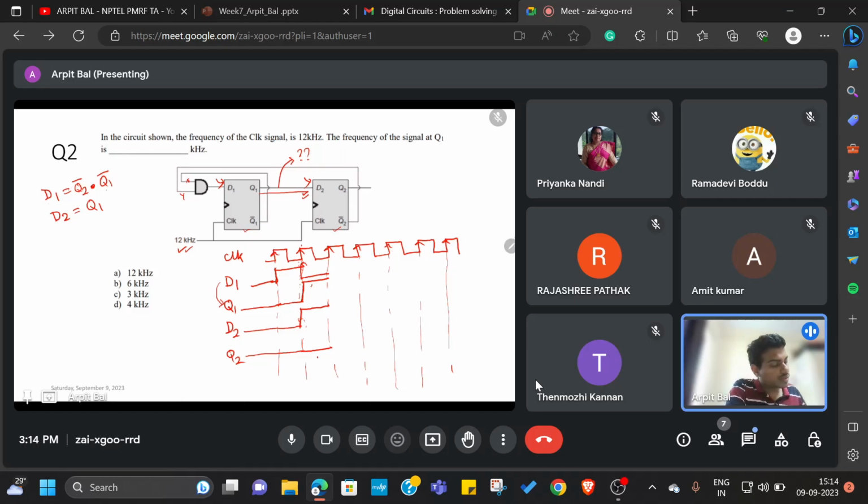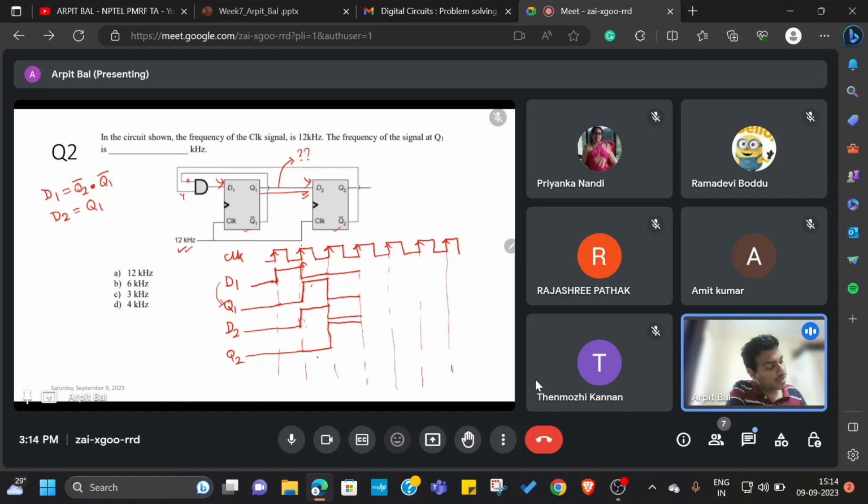Now let's figure out what Q1 will be. Q1 will take the previous state of D1, so it will be 0. Similarly, Q2 will take the previous value of D2, so this will be like this, and D2 follows Q1, so it is going to be this. Now let us figure out D1. D1 is Q2 bar dot Q1 bar, but here Q1 bar is 1 and Q2 bar is 0, so again D1 will stay at 0 for the next clock edge.